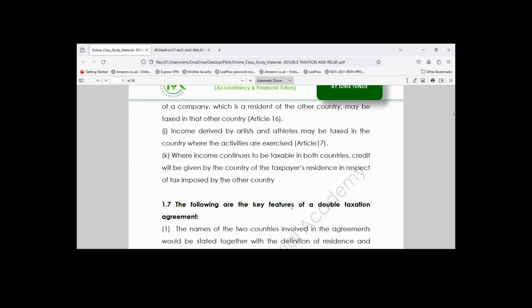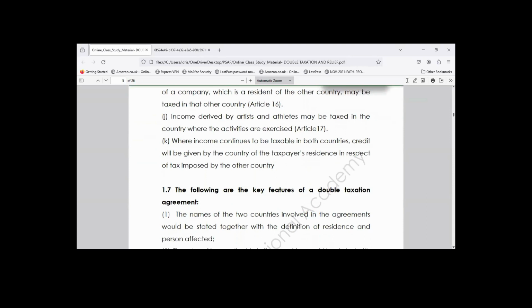Another heading that we should look at: key features. What are the key features of a double taxation agreement? If two countries want to enter into a double taxation agreement together, what are the contents that will be in that agreement? Number one, the names of the two countries involved in the agreement will be stated.